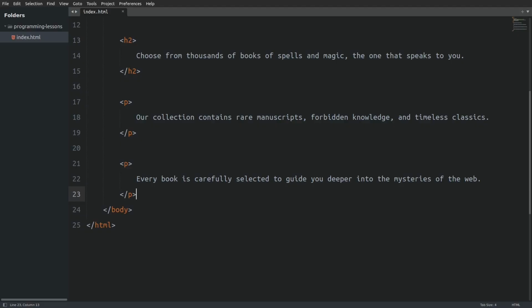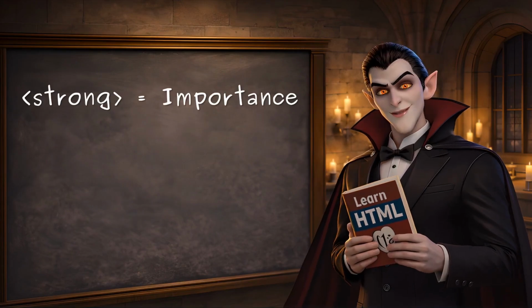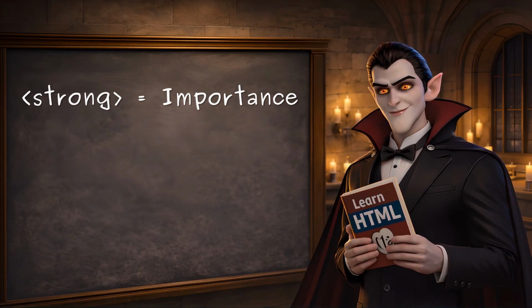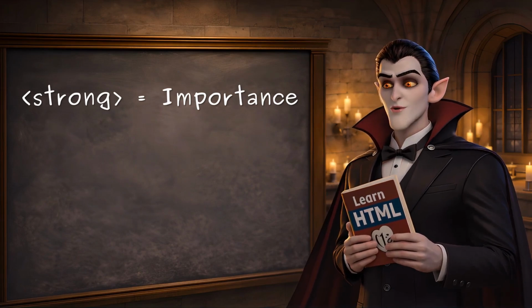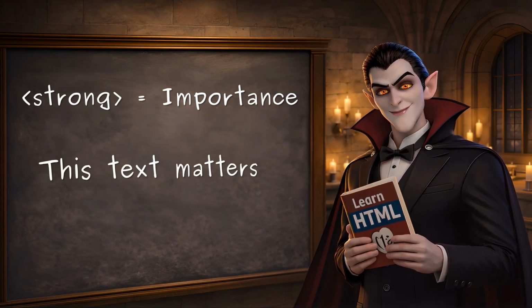Sometimes text is important. Sometimes a few words must stand out inside a paragraph. This is where we use the strong element. The strong element makes text bold, but more importantly, it gives it importance. It tells the browser, search engines and screen readers this text matters.